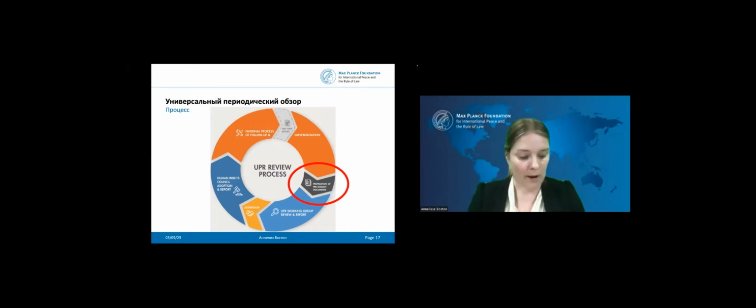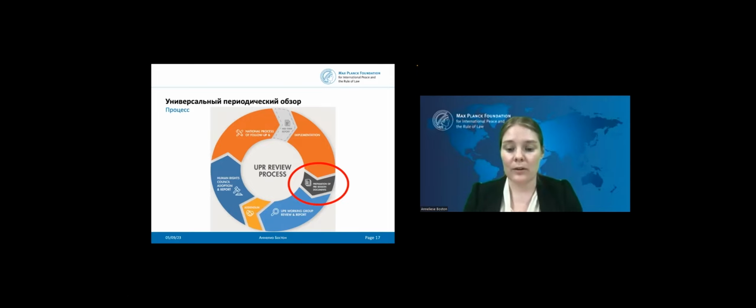The third document is a compilation of information from stakeholders that's compiled by OHCHR, and this is known as a summary of stakeholder information. So civil society, national human rights institutions, and NGOs are encouraged to submit their own reports called stakeholder submissions. These submissions are then compiled into one report by the OHCHR. So Kyrgyzstan's previous summary of stakeholder information from their third review included information from Kyrgyz NGOs such as Bir Duino, the Coalition Against Torture, and also international organisations such as Amnesty International and Human Rights Watch.